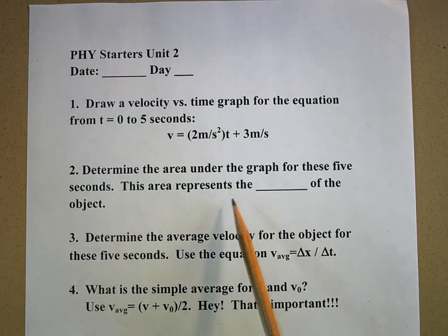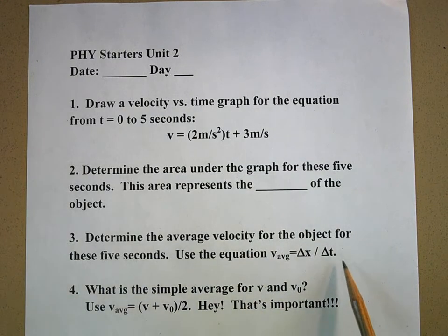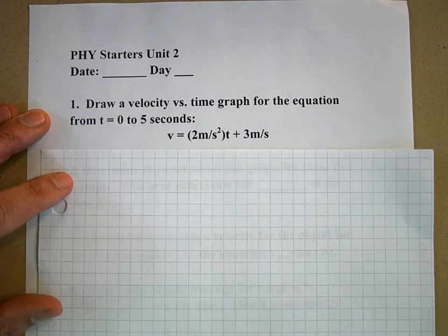This area represents the blank of the object. Determine the average velocity for the object for these 5 seconds. Use the equation average velocity equals delta x over delta t. And then what is the simple average of the final velocity and the starting velocity? And use this, and hopefully you saw that they were the same thing, which is a big deal. All right, anyway, let's do this.